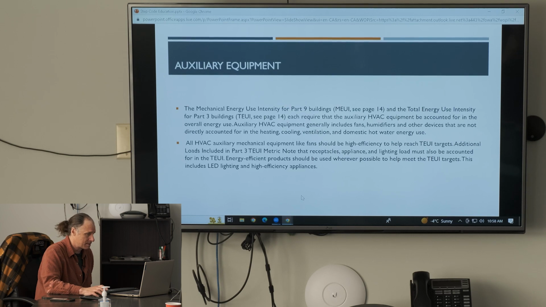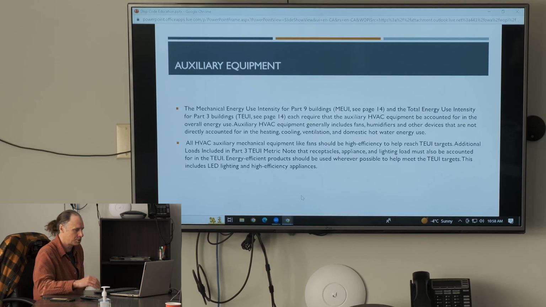So, auxiliary equipment. Mechanical energy use intensity for Part 9 buildings and the total energy use intensity for Part 3 buildings each require that auxiliary HVAC equipment be accounted for in overall energy use. Auxiliary HVAC equipment generally includes fans, humidifiers, and other devices that are not directly accounted for in the heating, cooling, ventilation, and domestic hot water use. All HVAC auxiliary mechanical equipment like fans should be high efficiency to help reach the total energy use intensity targets.